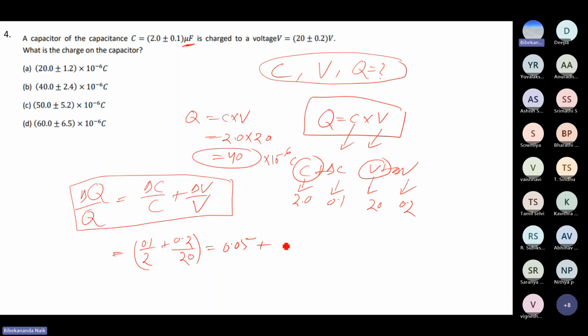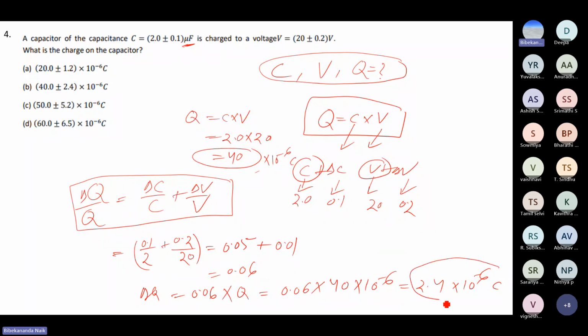0.05 plus 0.01 will be 0.06. Then delta Q will be 0.06 into Q. 0.06 into 40 into 10 to the power minus 6 will be 2.4 into 10 to the power minus 6 coulomb. So this is 2.4 into 10 to the power minus 6 coulomb.